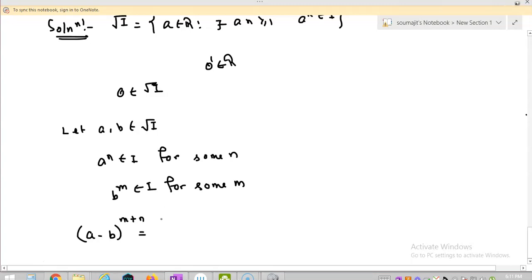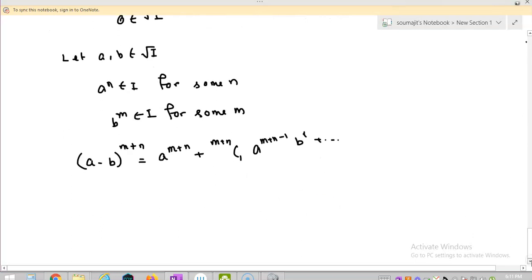Hence I can say that the first term will be a to the power m plus n, the second term will be m plus n c1, a to the power m plus n minus 1, and b to the power 1, and it goes on. After some stage it will be m plus n c m minus 1, a to the power n plus 1, b to the power m minus 1, and a to the power n minus 1.